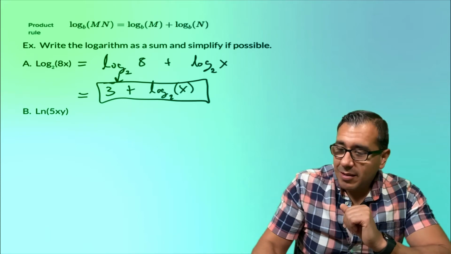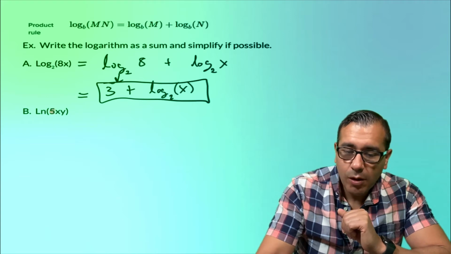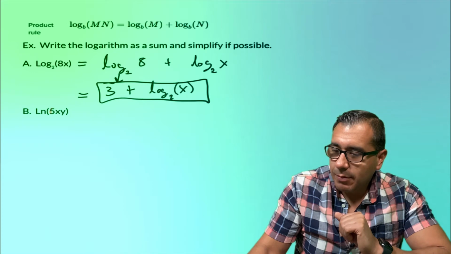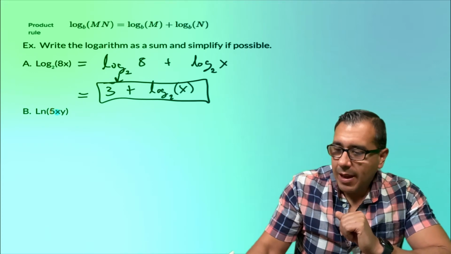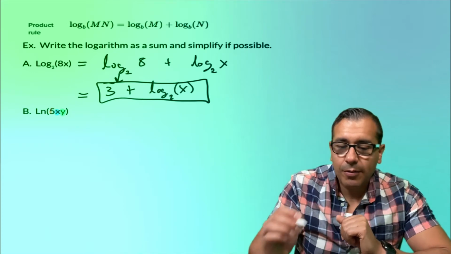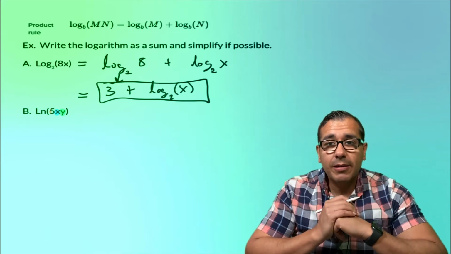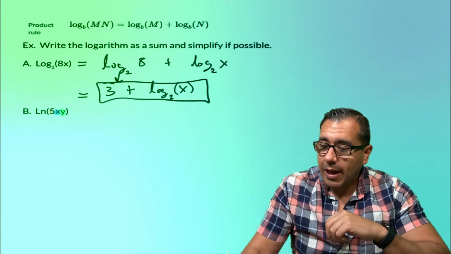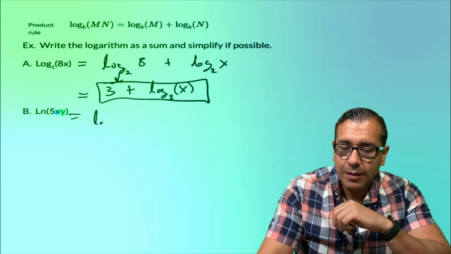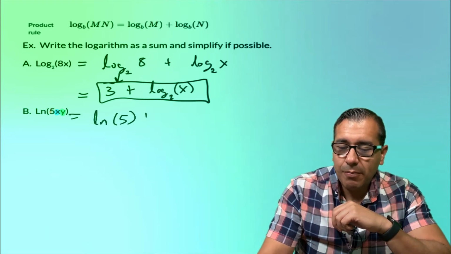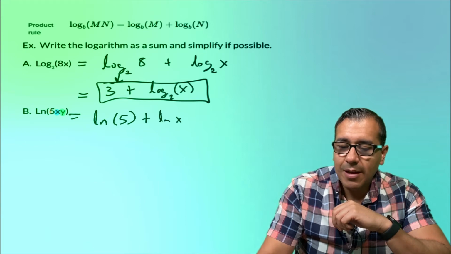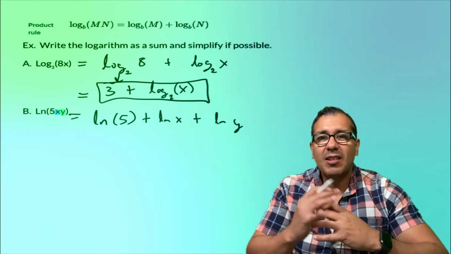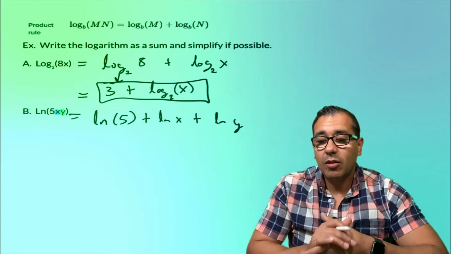In this case, let's highlight some things. I have 1, 2, and then 3. So we have 3 factors here, which tells us we're going to have 3 logarithms. We're going to have the natural log of 5 plus the natural log of x plus the natural log of y. Again, I didn't have to put that 5 in parentheses. I just want you to get comfortable with the notation here.